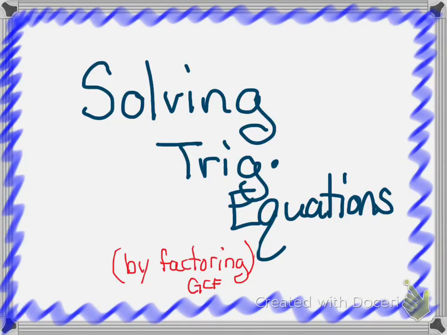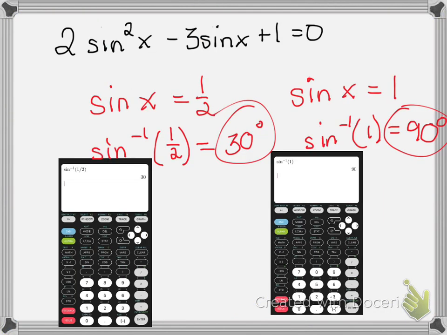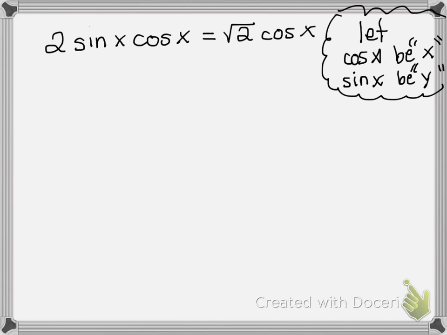In this video, I'm going to teach you guys how to solve trig equations by factoring, but this time we're going to be using that GCF method. All right, let's look at this example. It says 2 times sine of x times cosine of x equals square root of 2 times cosine of x.